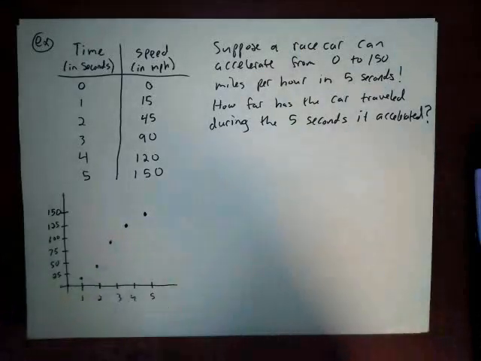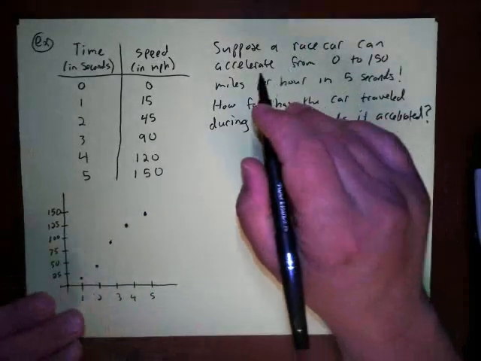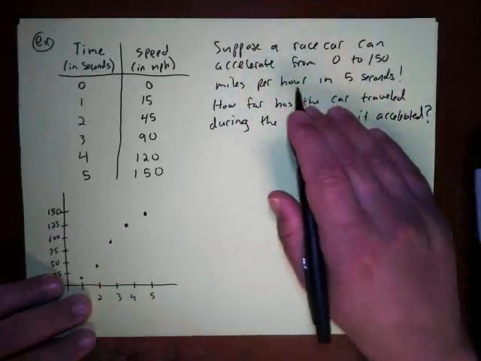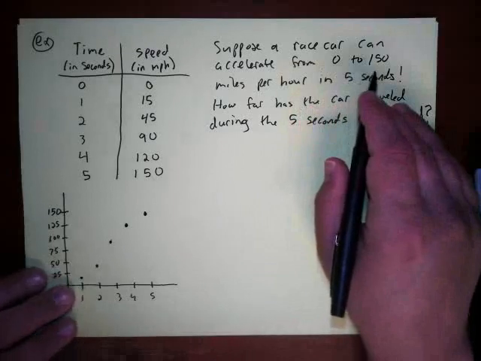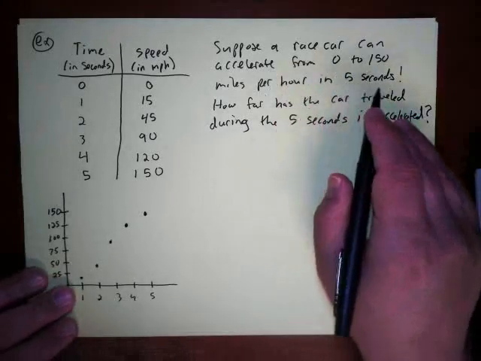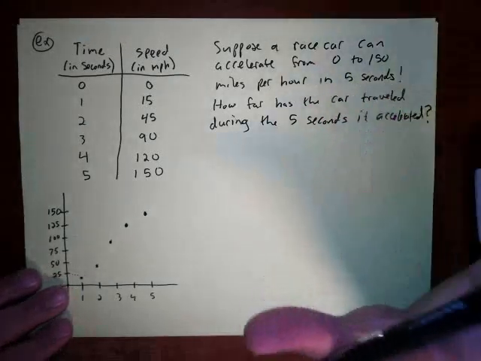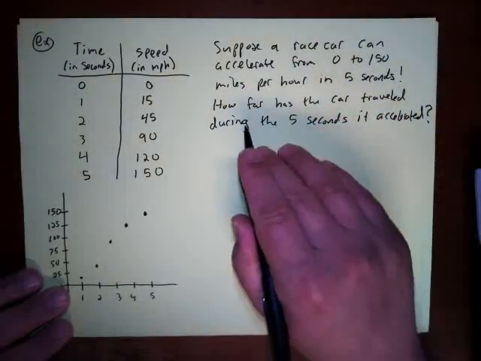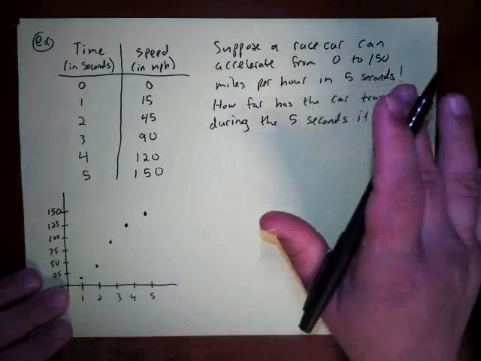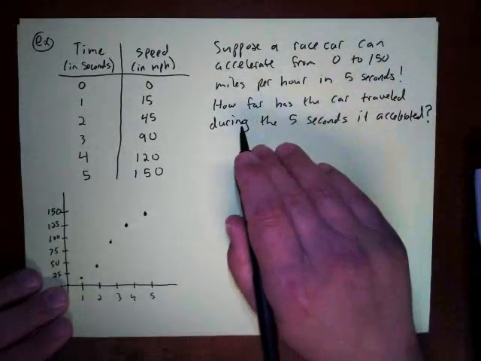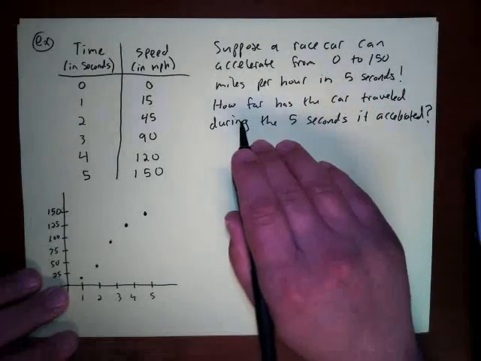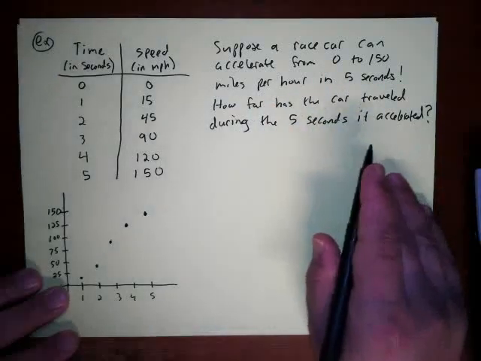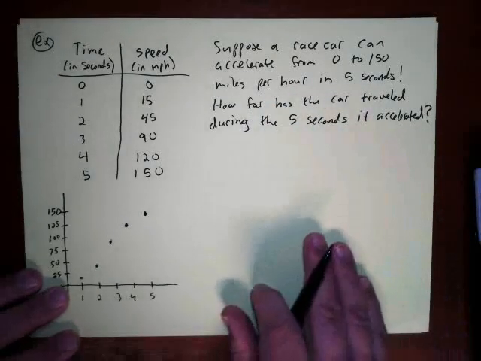So I made up these numbers, so I have no idea if this is realistic, but it says here that suppose a race car can accelerate from 0 to 150 miles per hour in 5 seconds. That might be completely unrealistic, but let's say it can. So, new superpowered race car, I guess. So now it's asking how far has the car traveled during the 5 seconds that it accelerated.